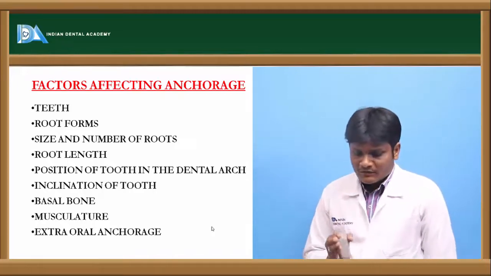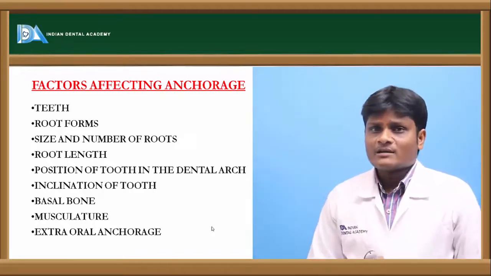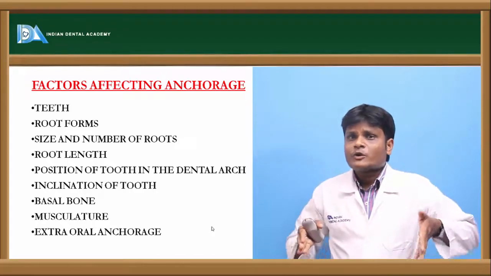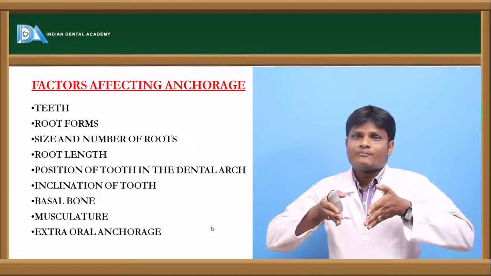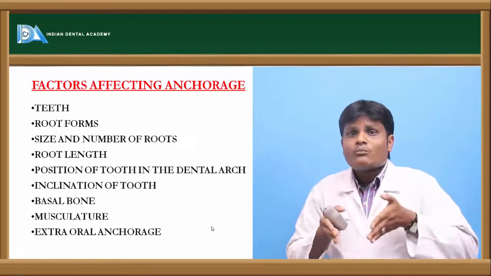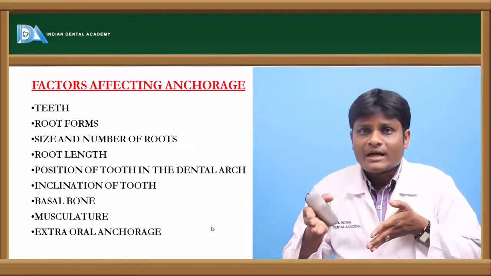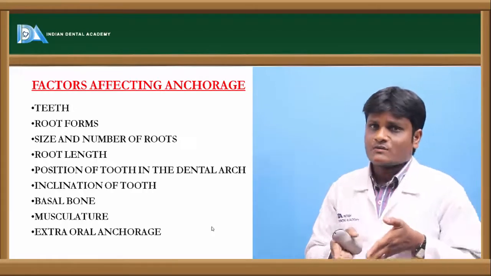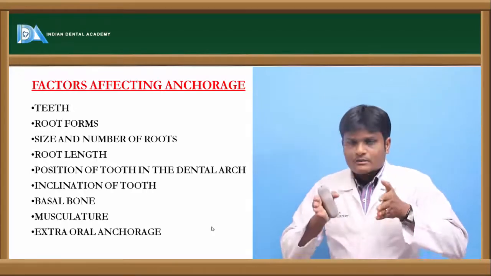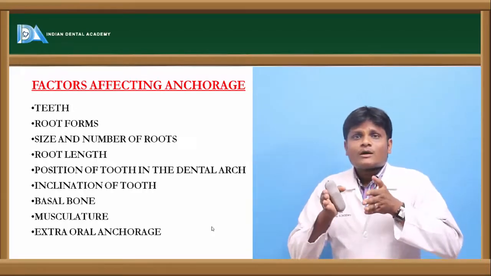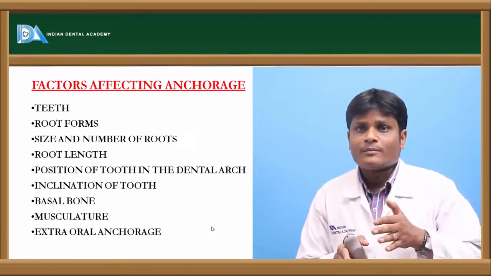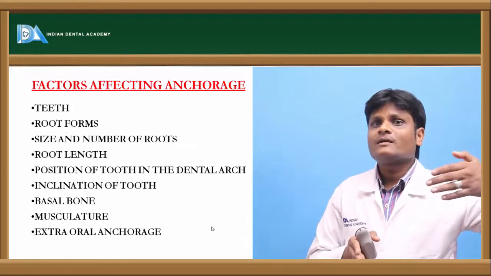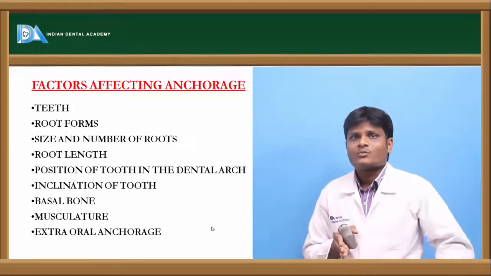For example, when we take maxillary first and second molar, they are present between 2 strong cortical plates in the mandible. That is why they offer more resistance when compared to the mandibular premolars or incisors, whatever it is. So the more the cortical bone supporting a group of teeth, the more will be the anchorage provided by those group of teeth when compared to the teeth that are being covered by cancellous bone.